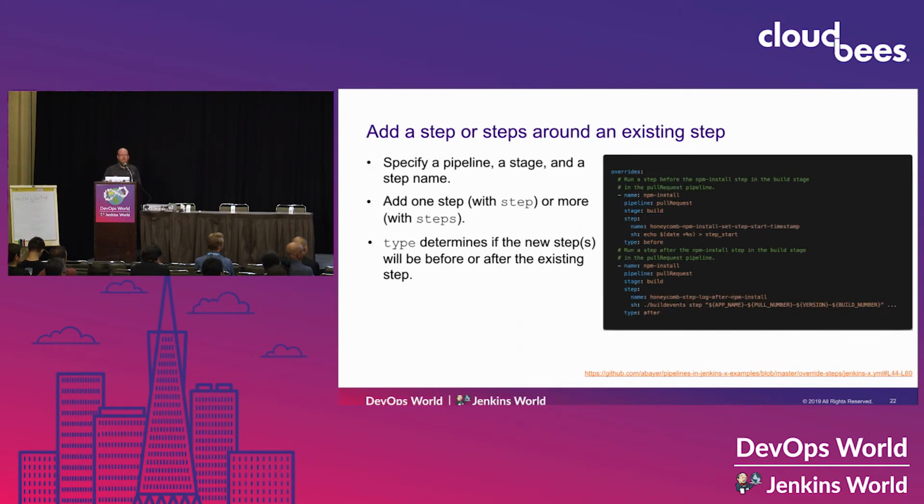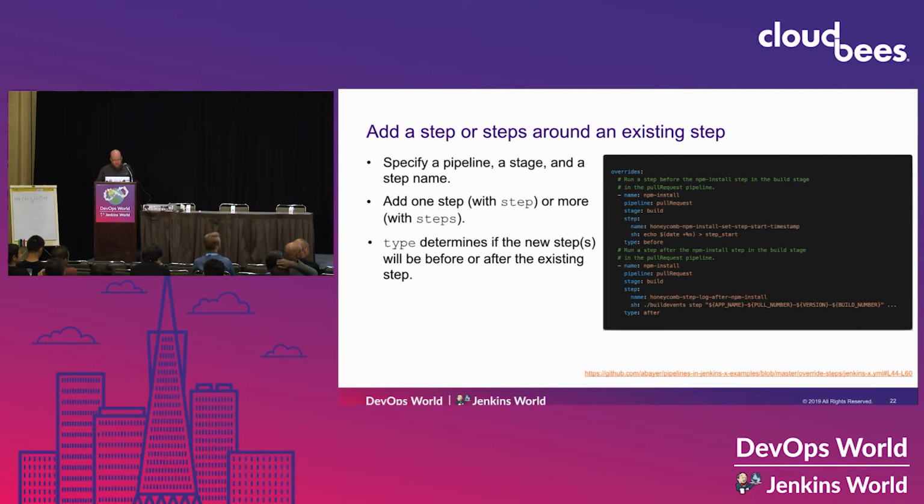Now, if you need to make changes within an individual life cycle, if you need to add a step that runs before or after an existing step, this is how you would do it. You specify the pipeline name, stage or life cycle name, and a step name so that it knows, okay, here's where in the pipeline I need to go to add something. You can add one step by using step, or multiple steps by using steps, along with specifying the type. In this case, it's either before, in the first case, or after.